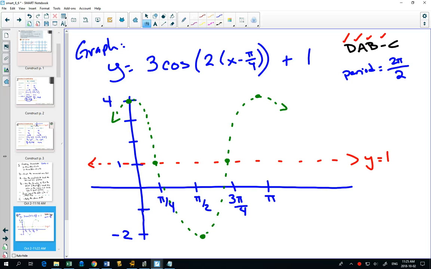So the amplitude is 3 from your A value, and that's the distance from your center line to the maximum. So that's how I found out that 4 was going to be my highest point. I just added and subtracted 3 from my center line.